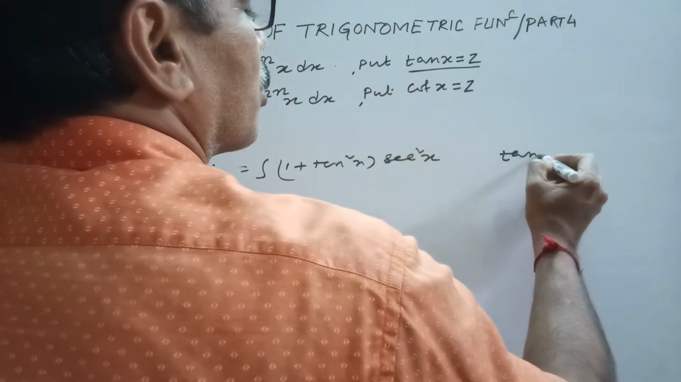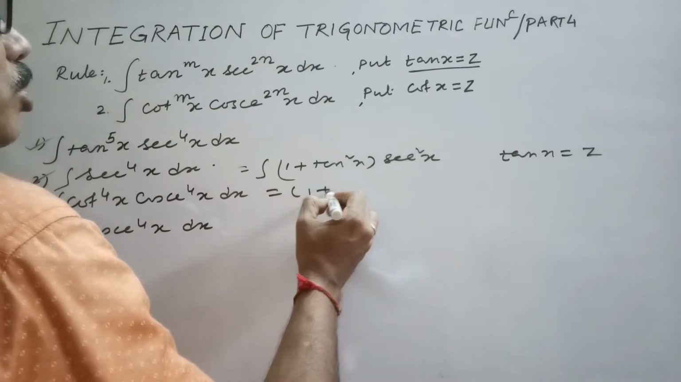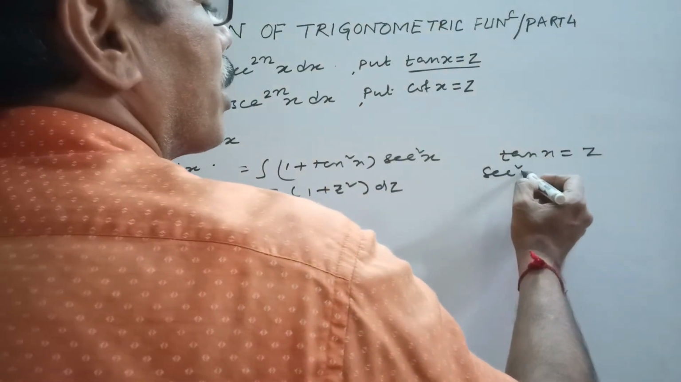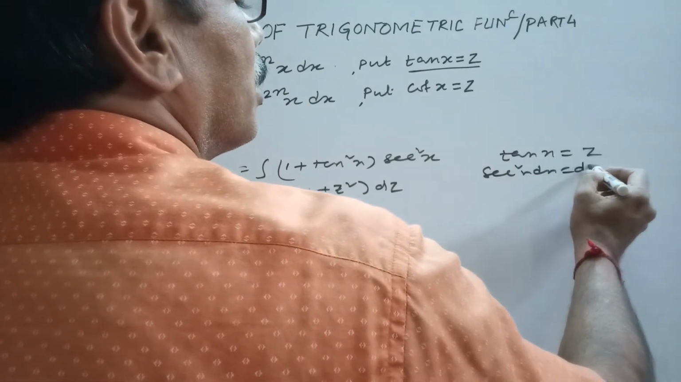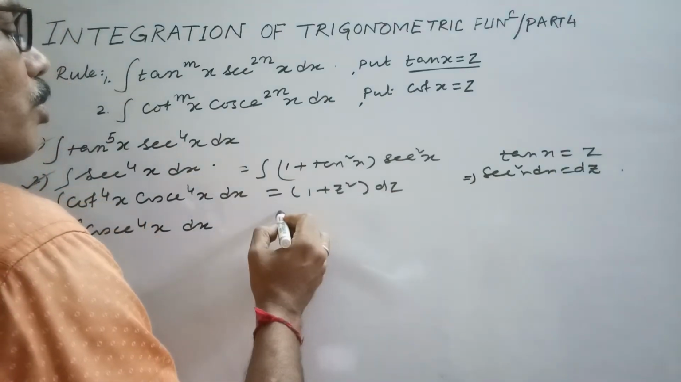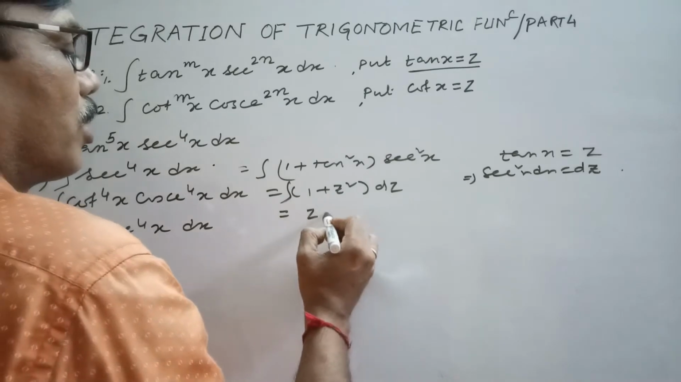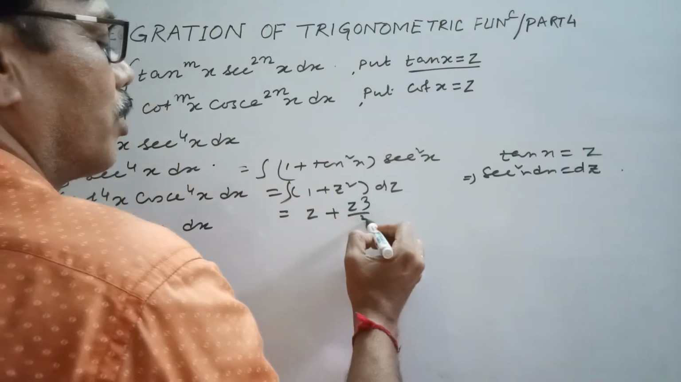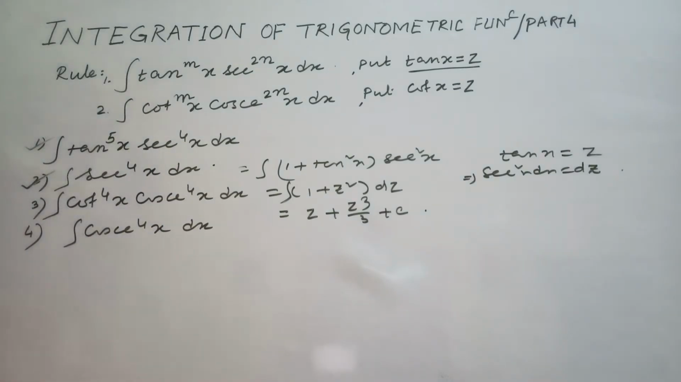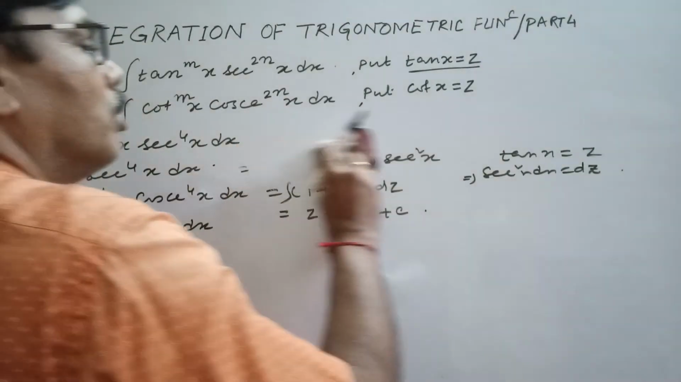So tan x equals z. So 1 plus z square into dz, because sec square x dx we have already taken in this transformation. So integration of 1 plus z square gives z plus z cube by 3 plus c, where z equals tan x.